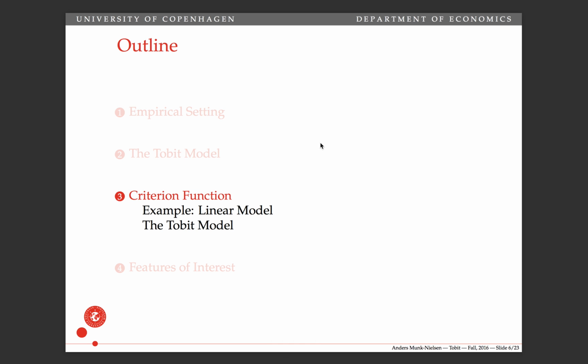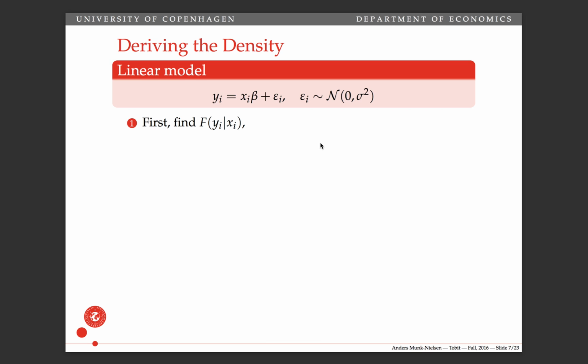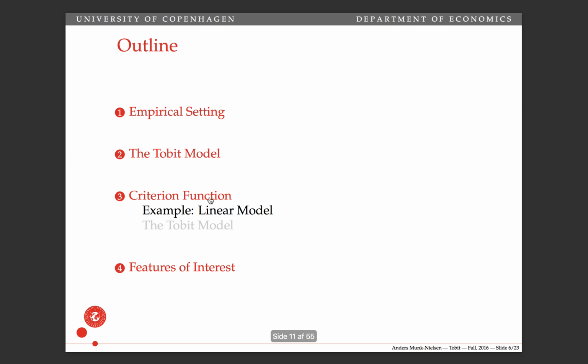Okay, so how do we get to a criterion function so we can actually estimate this? Let's take a step back actually and look at a linear model first before we go to the Tobit model. So in the linear model, that is OLS, let's derive the likelihood function for OLS just to remind us how we derive likelihood functions. And then afterwards, we're going to derive it for the specific case of the Tobit model.